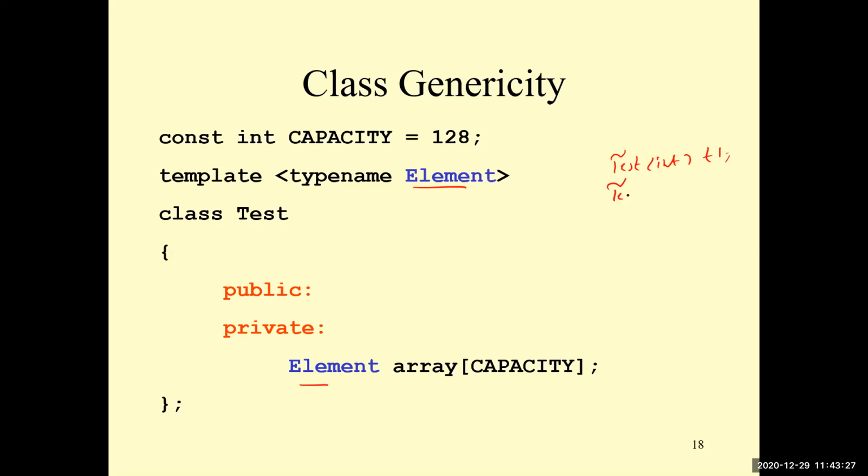Similarly, if you want another object, Test<char> t2, in which you want an array of characters. So t2 will have an array of characters, t1 will have an array of integers, right?